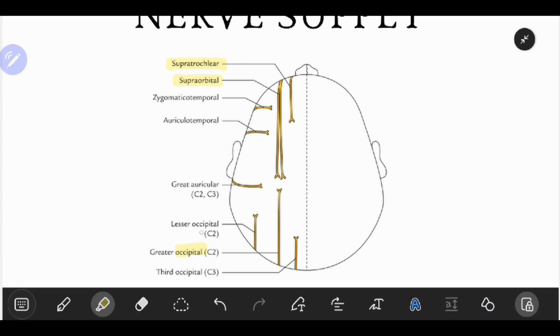In nerve supply, occipital is divided into three: lesser occipital, greater occipital, and third occipital. Alright. Now the other things that you have to note down are your zygomaticotemporal, auriculotemporal, and greater auricular. These three things, just learn them.